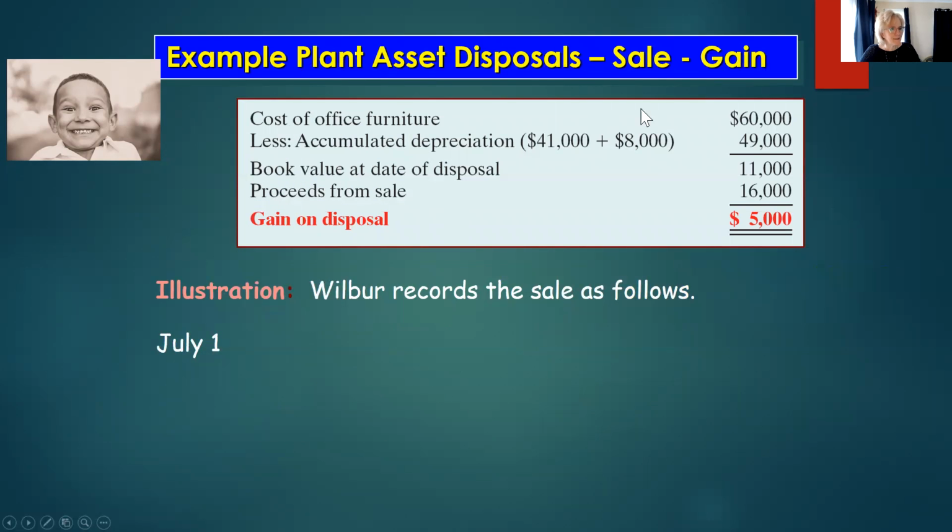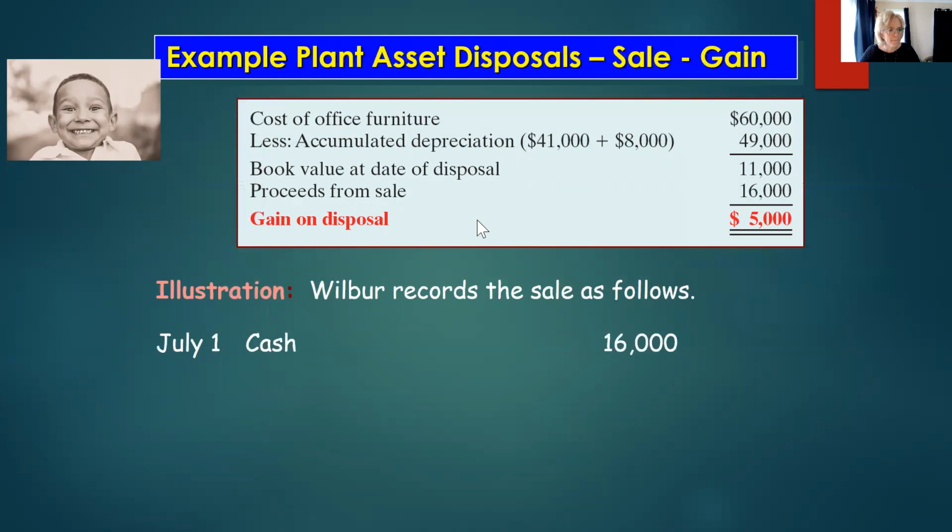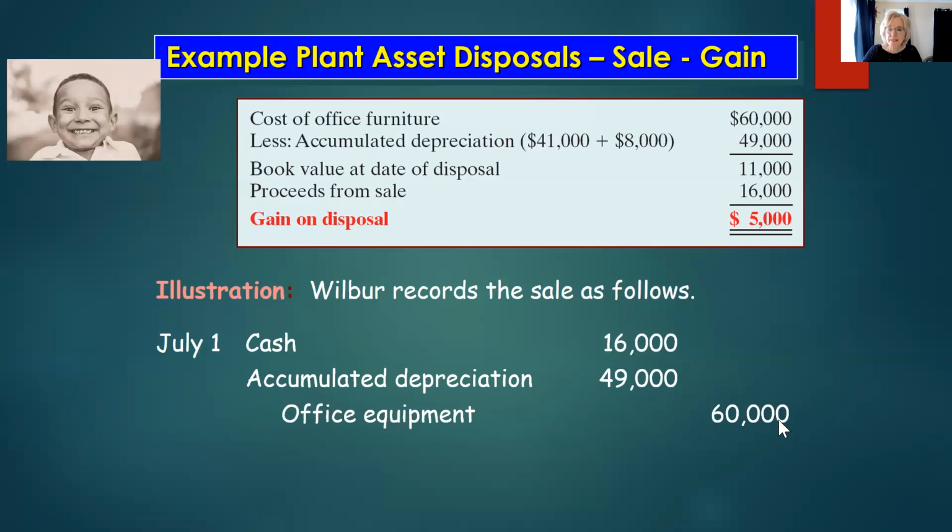You can do this calculation at the top or not. You really don't have to. So let's just book the journal entry. We sold it for 16,000 cash, so we want to recognize the cash coming in. There's the cash coming in, debit. There's accumulated depreciation being emptied out, and that's a debit. We've got to empty out office equipment for the full 60,000.